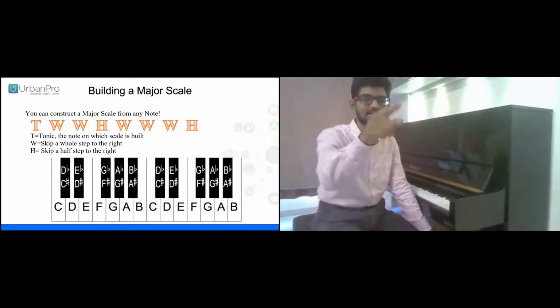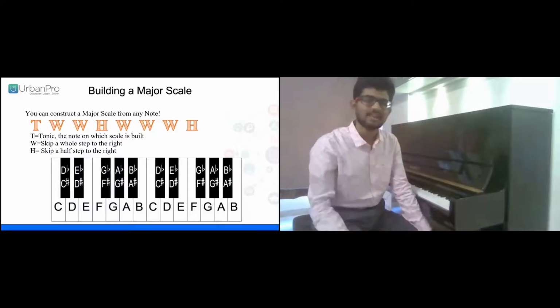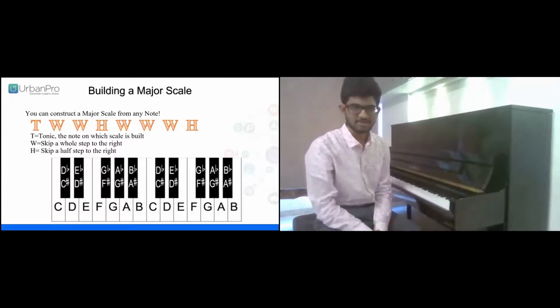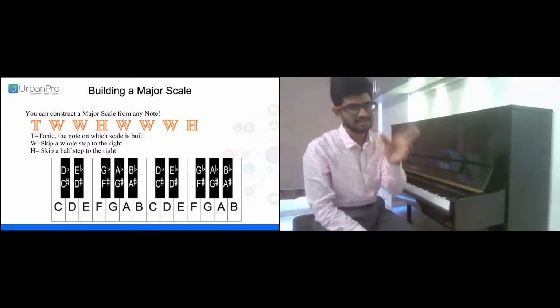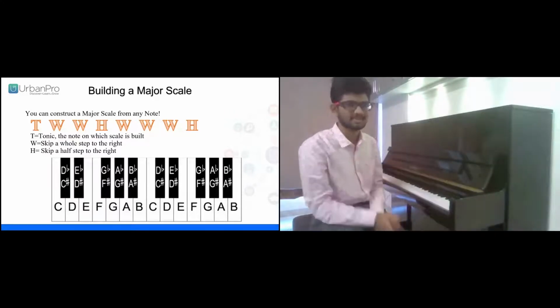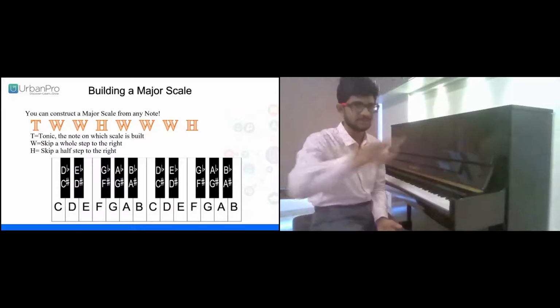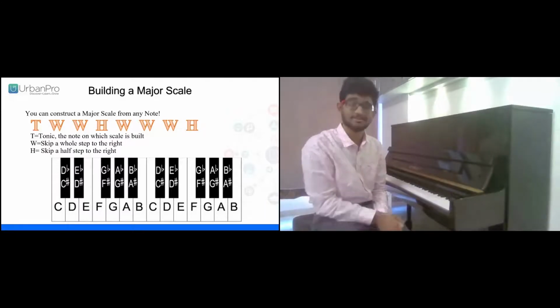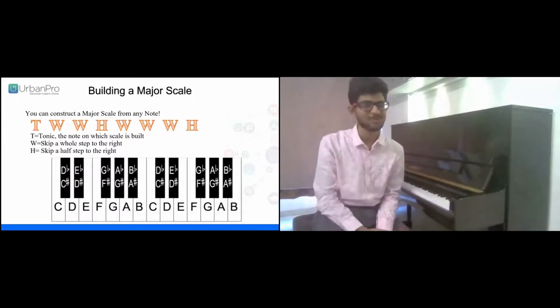And if I say something like H, it means that I have to skip a half step to the right. So for example, from E, a half step would be the F. So we are only moving on to the right notes, and it depends upon how many steps we are skipping. So it's either W, which is a whole step to the right, or H, which is a half step to the right. So let's again confirm if the formula holds true for the C major.